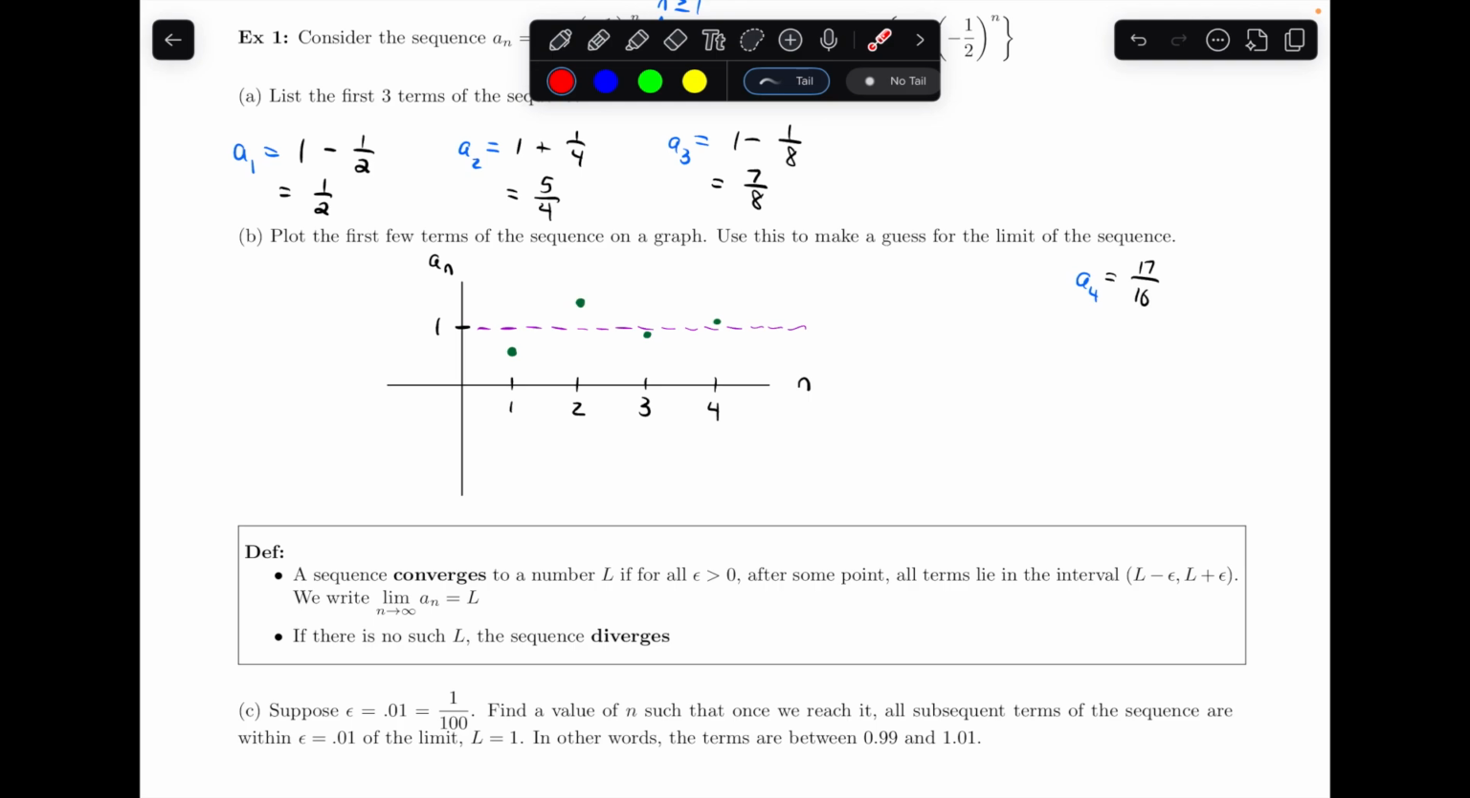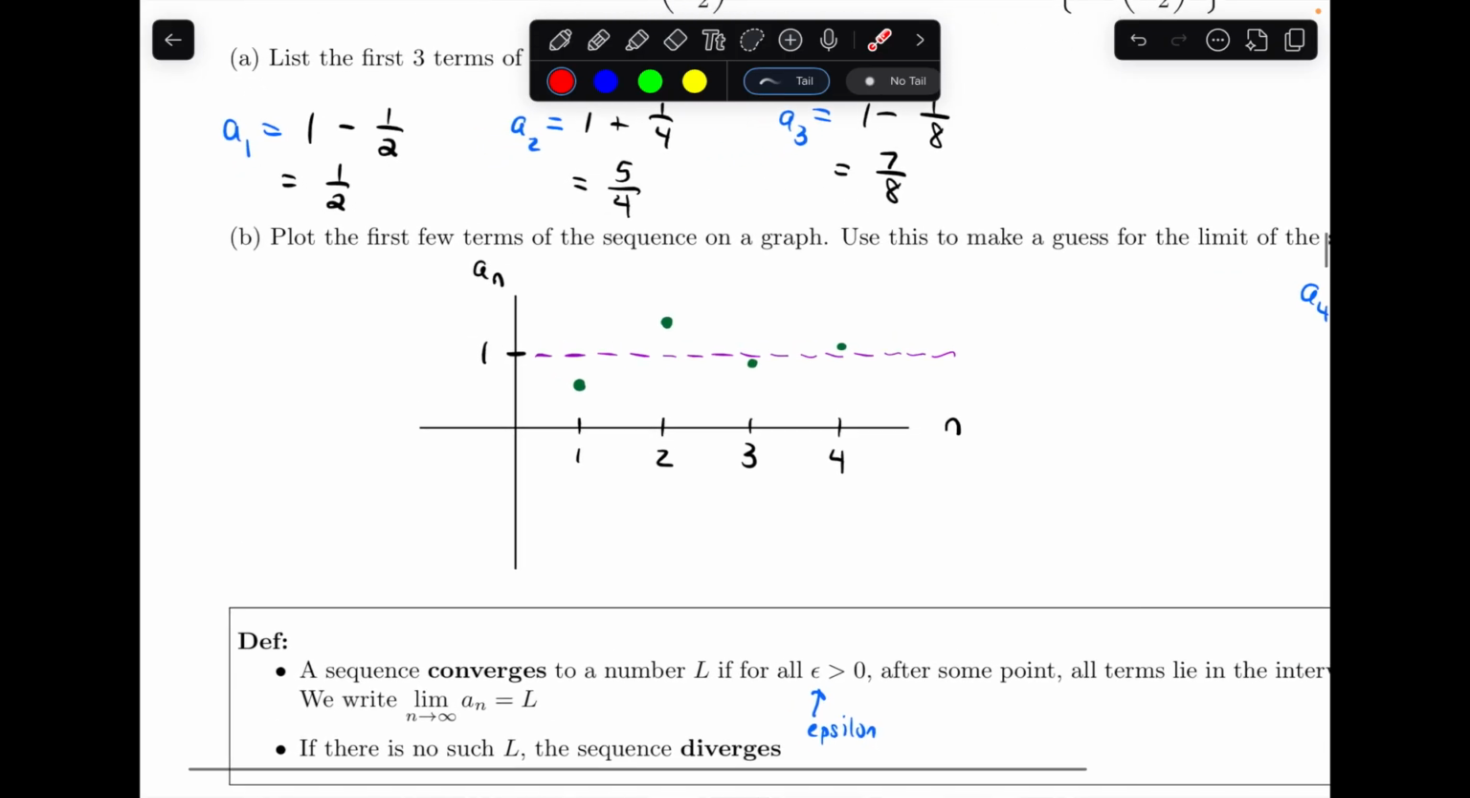If for all, I'm going to introduce this Greek letter, epsilon. So epsilon, this is this Greek letter. If for all epsilon that are positive, that are bigger than 0, after some point, all the terms in my sequence lie in this interval that starts at L minus epsilon up until L plus epsilon. So, okay, what does that mean?